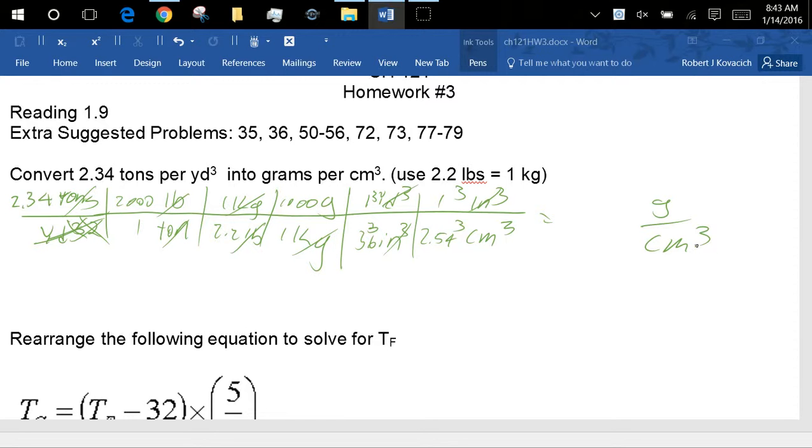Times 2.23 divided by 2.2, divided by 36 cubed divided by 2.54 cubed. Miss anything? Oh, times 1,000. All right, I got 2.78. Is that an acceptable answer?